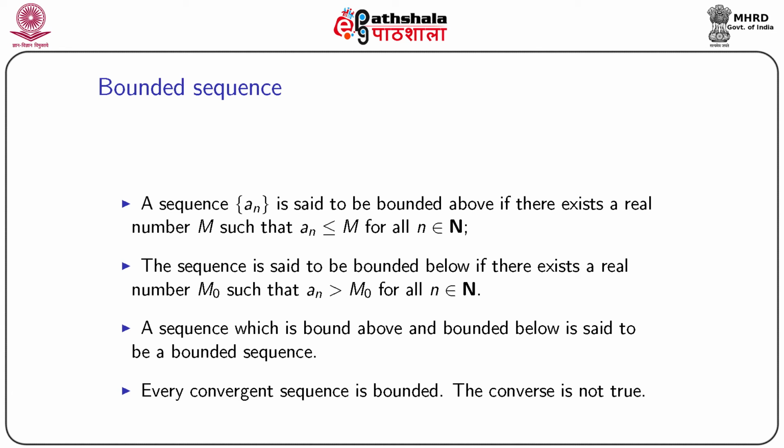Now we will focus on the definition of a bounded sequence. A sequence an is said to be bounded above if there exists a real number capital M such that an is less than or equal to M for all n belonging to the set of natural numbers. And the same sequence is said to be bounded below if there exists a real number M0 such that an is greater than M0. So a sequence where all elements are less than some number is called bounded above, and if all the members are greater than some number, then we call the sequence bounded below. A sequence which is bounded above and bounded below is said to be a bounded sequence.